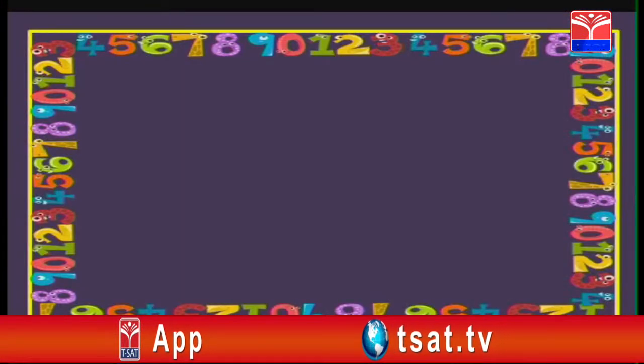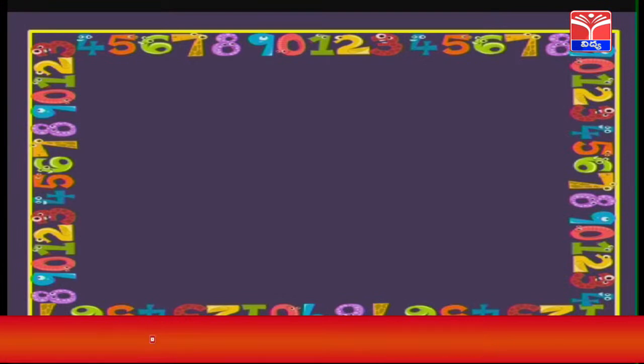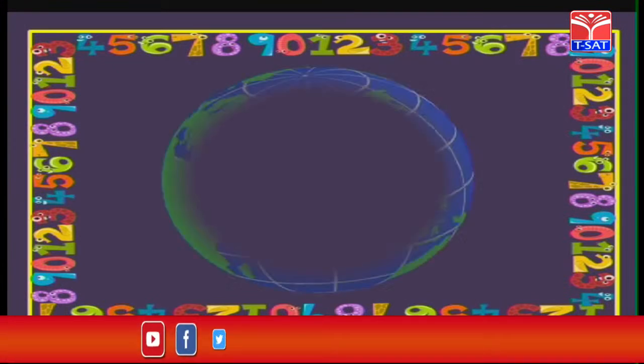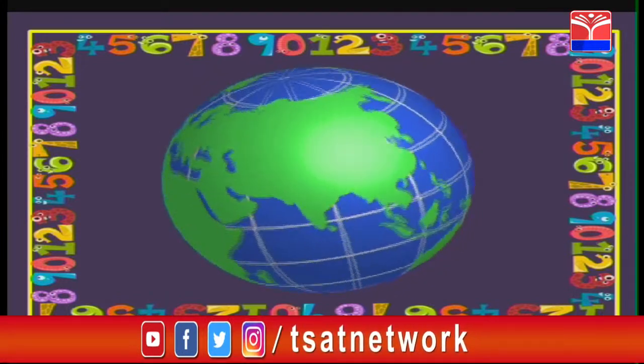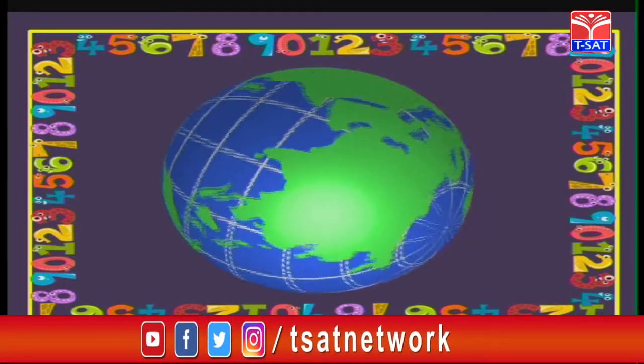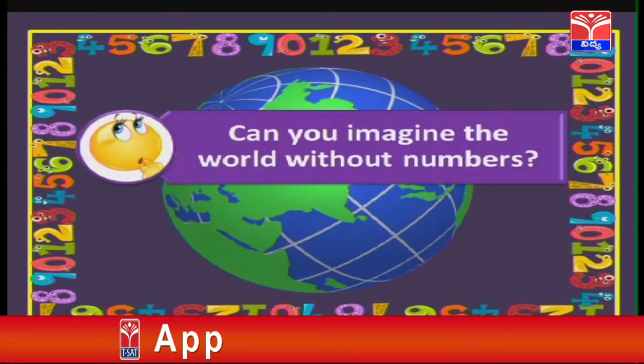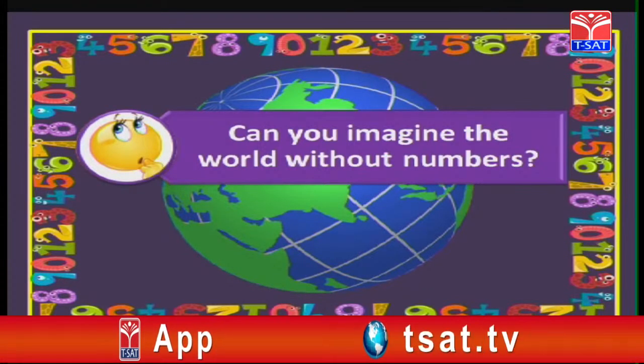As you get up early in the morning, you are surrounded by numbers. Not only that, children, yes, the entire world moves around numbers. Children, can you imagine the world without numbers? You cannot imagine.